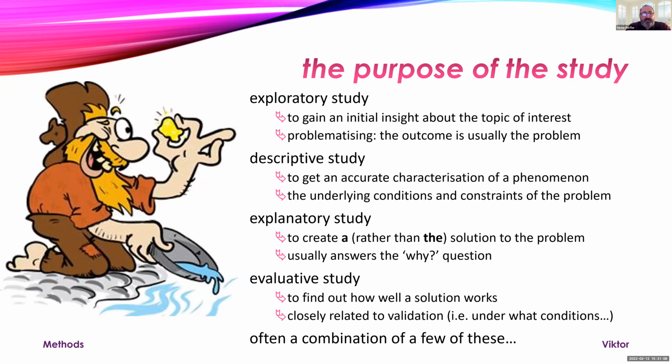And then the explanatory study starts answering the why question. So that's the traditional kind of problem-solving thing. It is about getting to the solution. So it is not about finding the problem, it is about solving the problem. What is very important about this is that when you figure out a solution to the problem, it usually feels as if you have found the only way to tackle that problem. It is very unlikely, okay? It is very unlikely that this is the only way to do that.